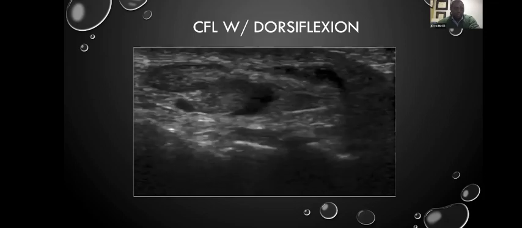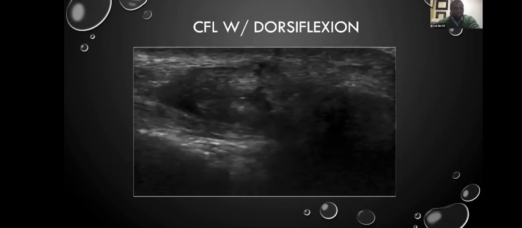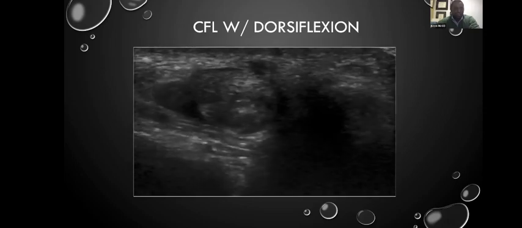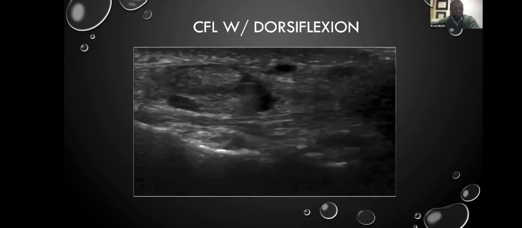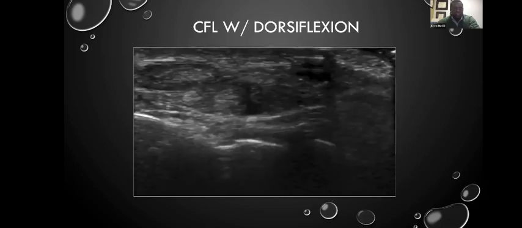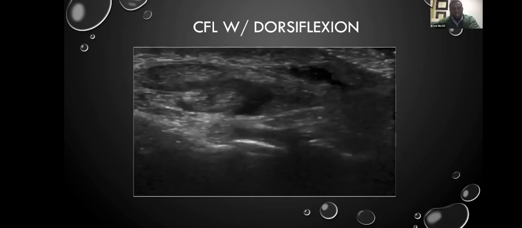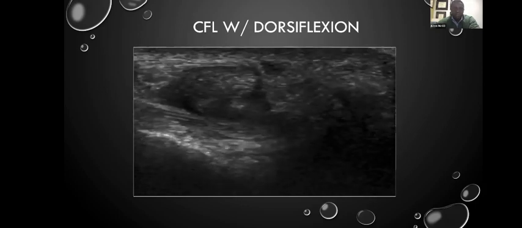But here's an image that can show that it is lifting the peroneals up. This patient has a little bit of fluid around the peroneals, so they had some mild peroneal tenosynovitis. The patient already had pain in that area, and so we can say for sure they don't have a full thickness tear of the CFL.